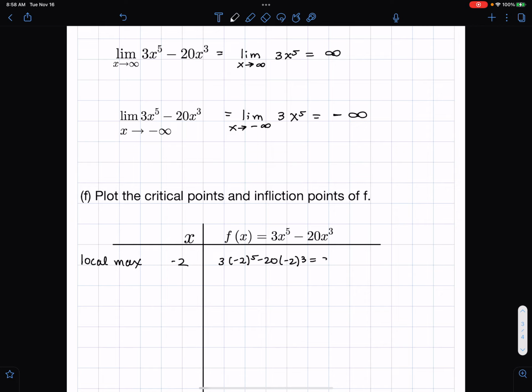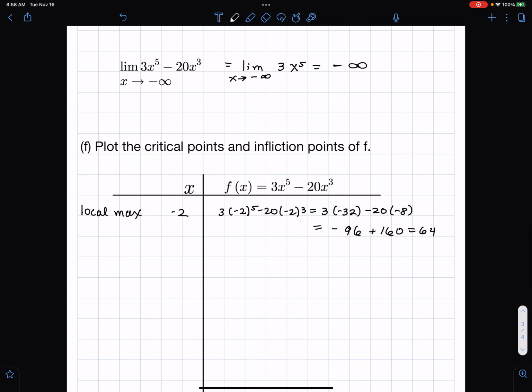So this is going to be 3 times -32 minus 20 times -8, which makes -96 plus 160, which makes 64.